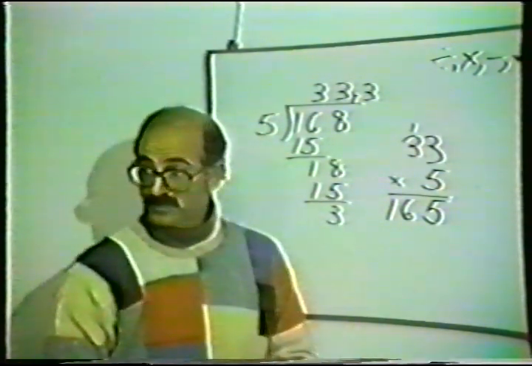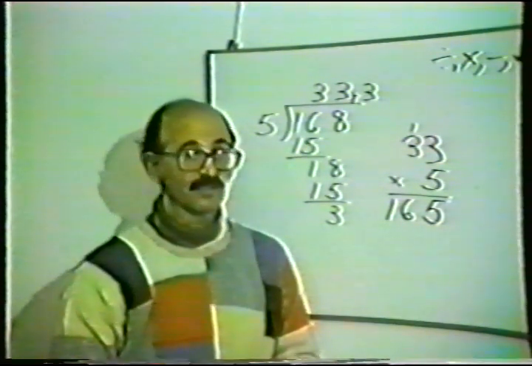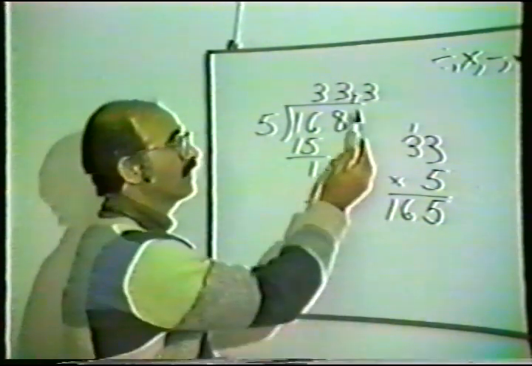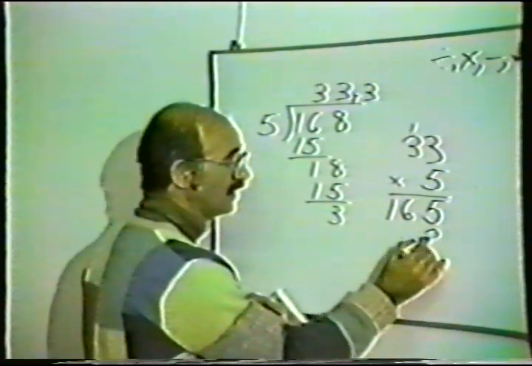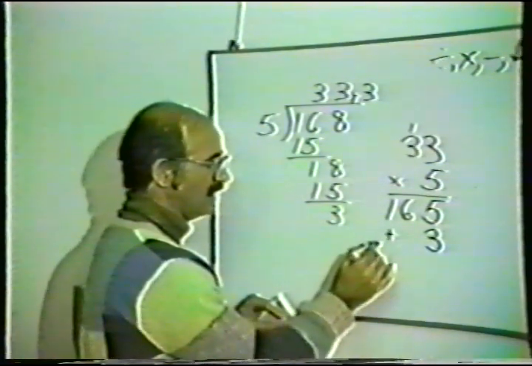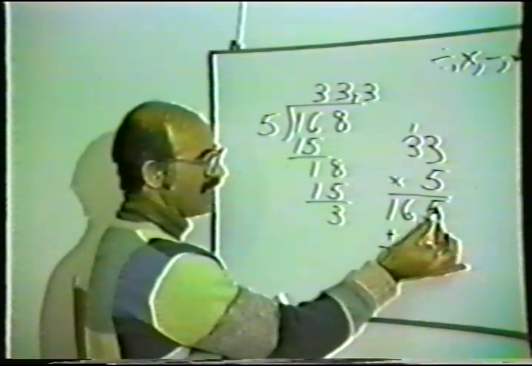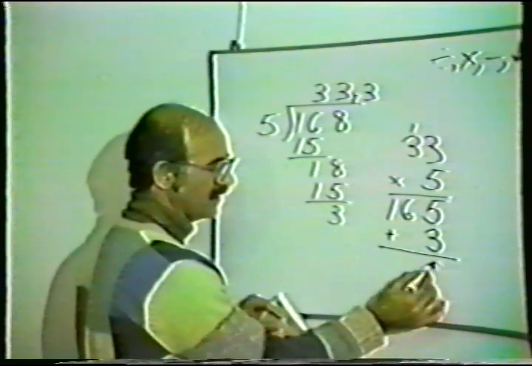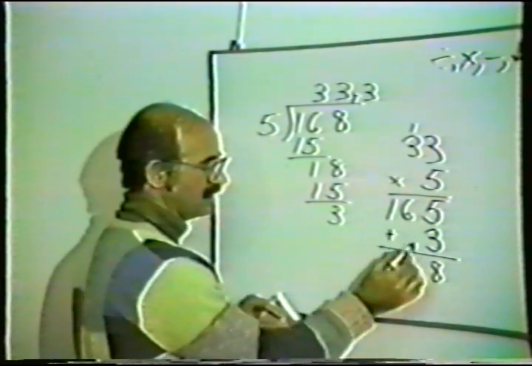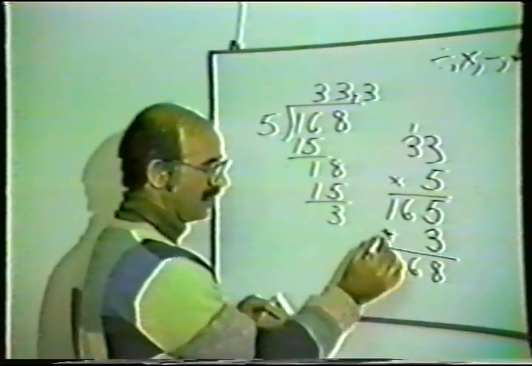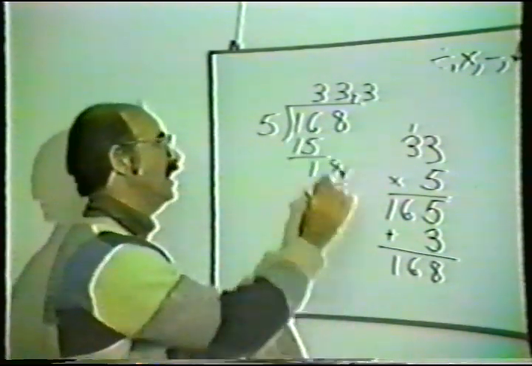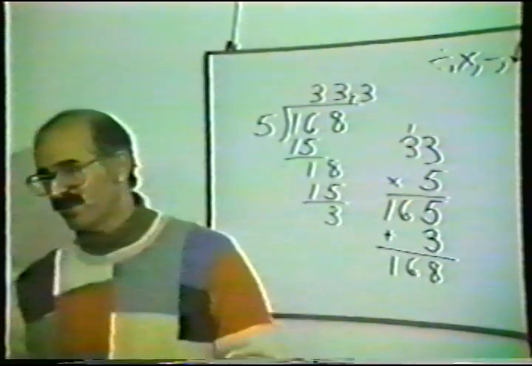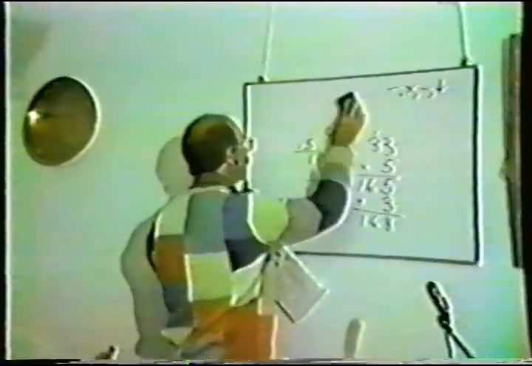Uncle Dan, we didn't get it right. What happened? Well, you had 3 left over. You have to add in your remainder. 5 plus 3 is? 8. 6 plus 0 is? 6. And 1. 1, 6, 8. Oh, Uncle Dan, we got it right after all. Thank the Lord. We thought we had it wrong.